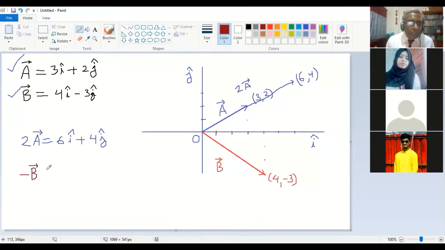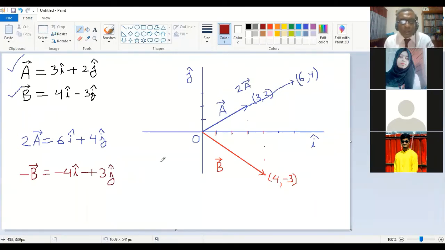We are actually doing -1 into b. So -1 into b means minus -4i, plus 3j. Sorry, not 4i, this one. It is b. So minus -4 gives 4i, plus 3j. Yes, correct. So this is minus b.